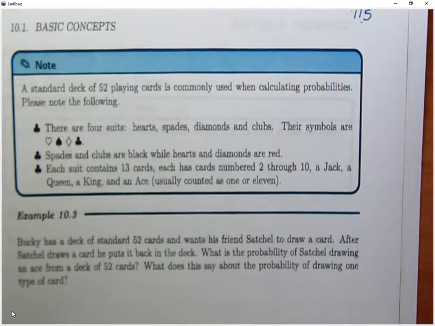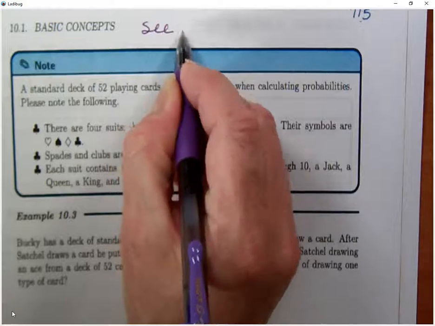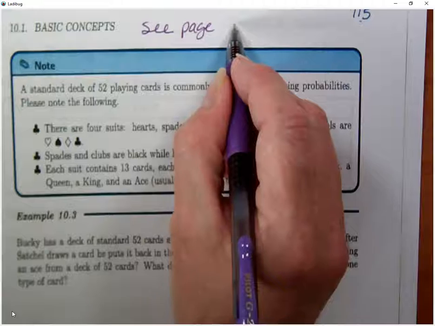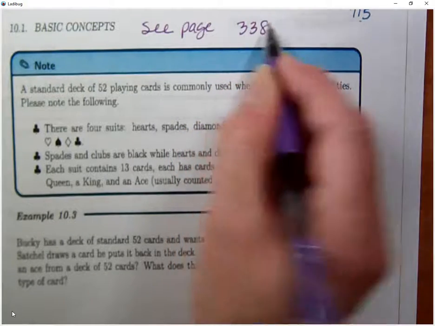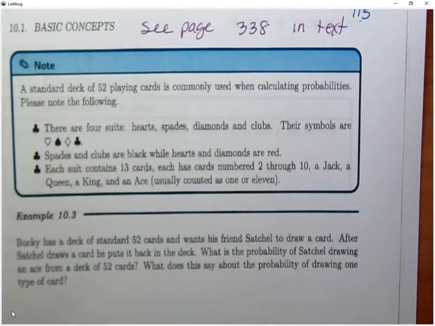Okay, in probability, we use a lot of cards and things like that to calculate probabilities and to figure out what our likelihood is of winning when we're gambling and things like that. There is a chart in your textbook, so just make a note of that if you haven't played cards lately. See page 338 in the textbook. Just write text, and there's a chart there of all the cards laid out.